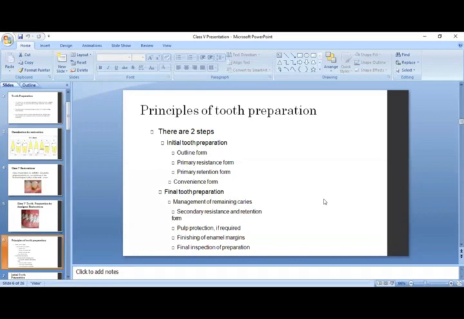While the retention form means that the filling material you put in the cavity should not be dislodged or pulled out. If the pulling forces somehow succeed in pulling out that filling material from the tooth structure, that means you did not properly design the retentive features in that cavity, so that filling material would definitely come out from that tooth structure.